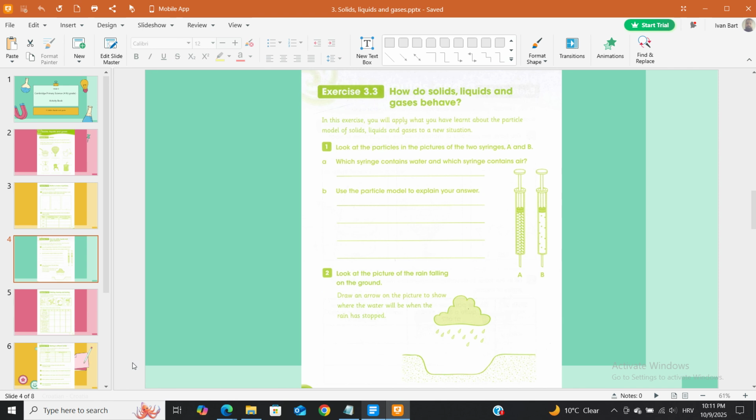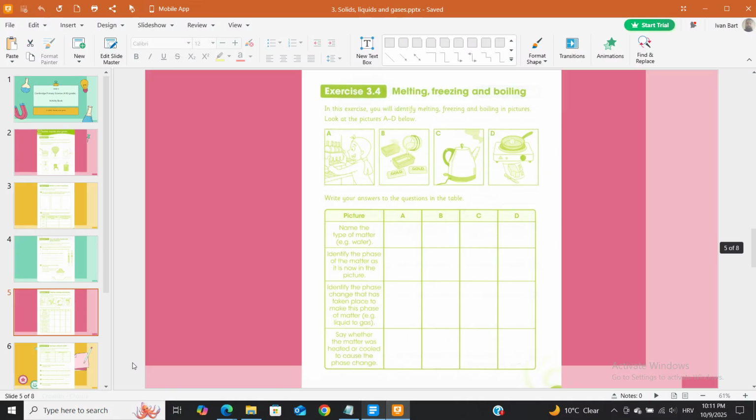2. Look at the picture of the rain falling on the ground. Draw an arrow on the picture to show where the water will be when the rain has stopped. Exercise 3.4 Melting, freezing and boiling. In this exercise, you will identify melting, freezing and boiling in pictures. Look at the pictures A-D below.